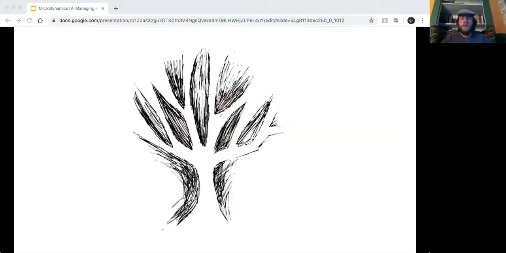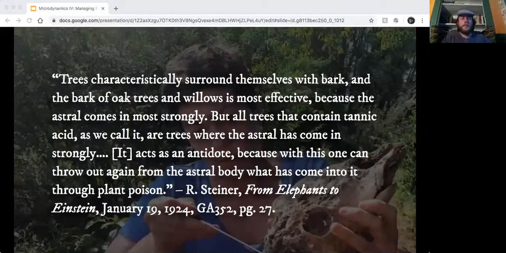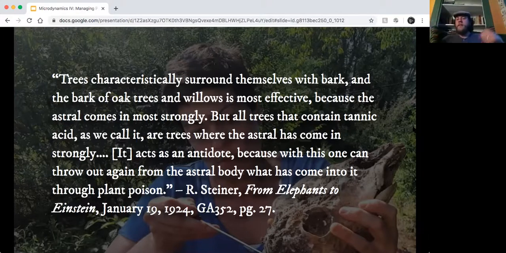Back to oak bark preparation, which is an unusual preparation for some. Steiner refers to this particular one with some fondness. He says that trees characteristically surround themselves with bark, and the bark of oak trees and willows is most effective because the astral comes in most strongly. But all trees that contain tannic acid, as we call it, are trees where the astral has come in strongly. It acts as a sort of antidote, because with this, one can throw out again from the astral body what has come into it as plant poison.